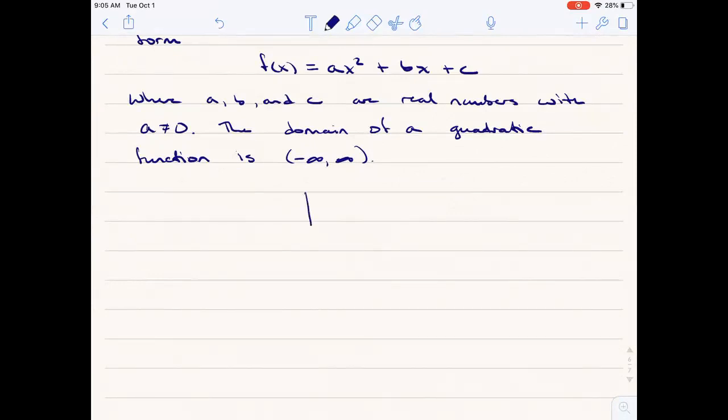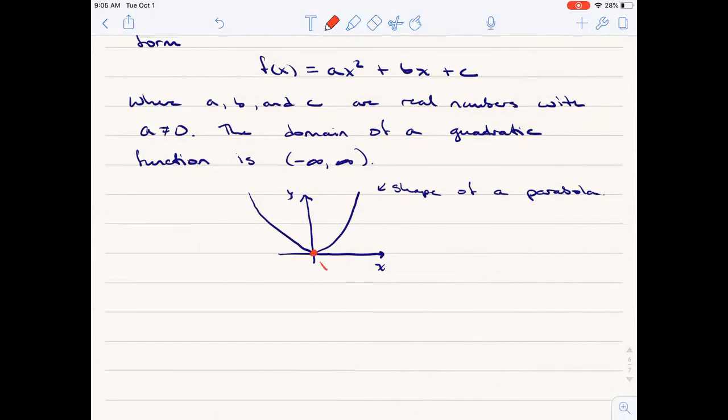So it has the shape of a parabola. So just again, X and Y, most general form. So the shape of a parabola, and again, kind of this lowest point is called the vertex.